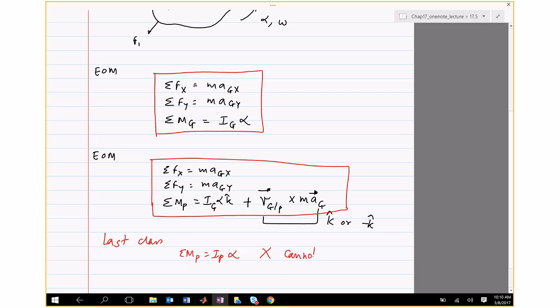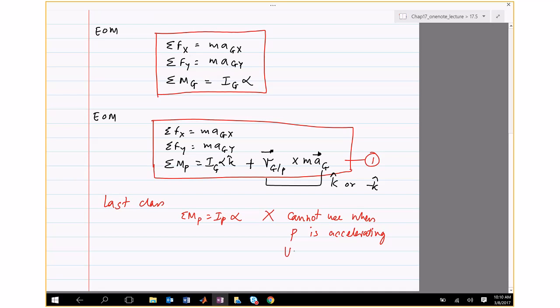So you cannot use it when P is accelerating. In this case, you need to use this other equation. Only when P is stationary or when P is moving with uniform velocity can you use this equation. For example, for a pendulum, you could use that equation because the axes were fixed, not moving. If the pendulum was moving with uniform speed, you could still use this formula, the second one.